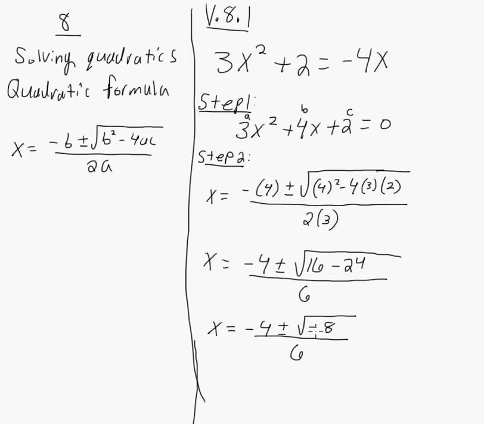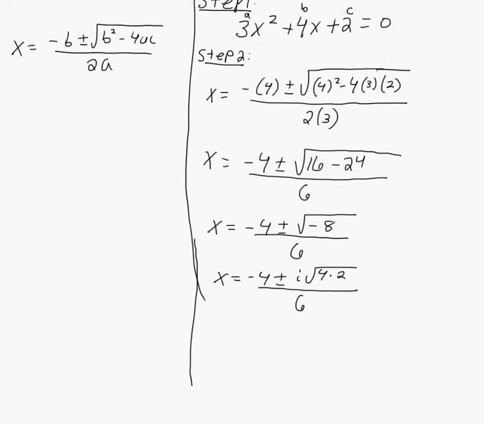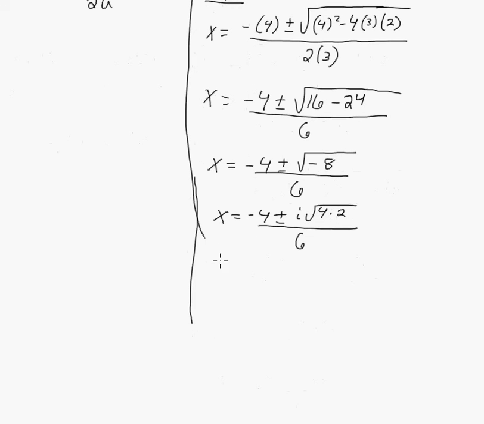The way we take care of this negative is we pull out the square root of negative 1, and we know the square root of negative 1 is i. So this is x equals negative 4 plus or minus i square root, and I'm going to go ahead and divide this 8 up into 4 times 2, because 4 is the perfect square that divides into 8, all over 6. So notice I haven't changed anything really, other than this negative came out as i and 8 is 4 times 2.